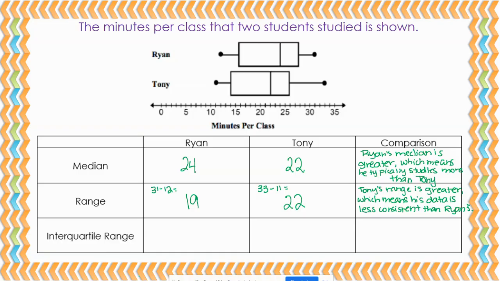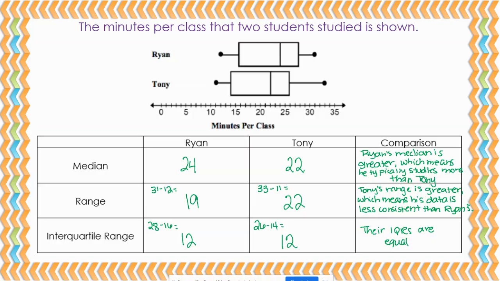Now let's look at our interquartile ranges. When I look at Ryan's first quartile, I can see that it's right here at about 16. His third quartile is right here at about 28. So his interquartile range is going to be 28 minus 16, which gives me an interquartile range of 12. For Tony, his third quartile is right here at 26, and his first quartile is right here at 14. So his interquartile range is going to be 26 minus 14, which gives us an interquartile range of 12. So for this one, their interquartile ranges are equal.